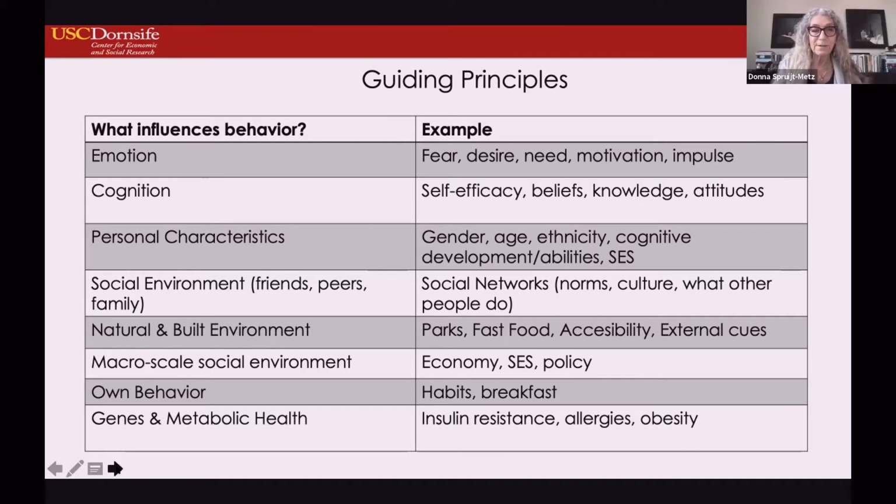Did you have breakfast this morning? If I didn't have breakfast this morning, I wouldn't be sitting here now. Your genetic makeup and your metabolic health influences behavior. So we've shown in girls, for instance, that the higher the insulin resistance, the less activity they get, and that it's a vicious cycle, because that high insulin resistance makes them very sluggish. Allergies, obesity, all of this can influence your metabolic health.